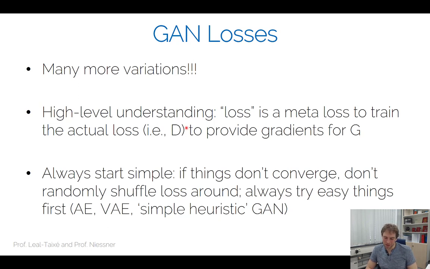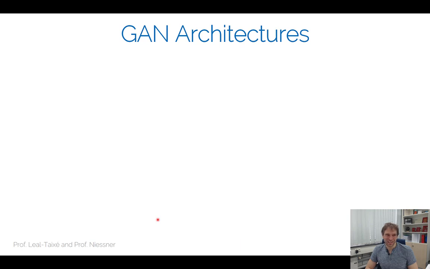I've seen people trying to do 20 different losses. None of them worked, and they spent a lot of time on it. If you're doing GANs, I would always start simple. I would start with an autoencoder first without the GAN. Get this architecture to work, use a variational autoencoder next, and then use a simple heuristic GAN. Then you can compare the results of the autoencoder with the variational autoencoder and then with the heuristic GAN, right? This way you have a direct comparison. The reason I'm mentioning this overhead is it's just very tricky to evaluate whether your GAN is working.